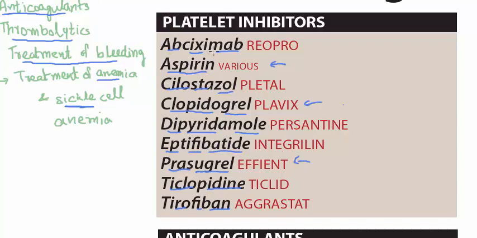Then abciximab, cilostazol, and dipyridamole. Then eptifibatide, ticlopidine, and tirofiban. So these are the platelet inhibitors.